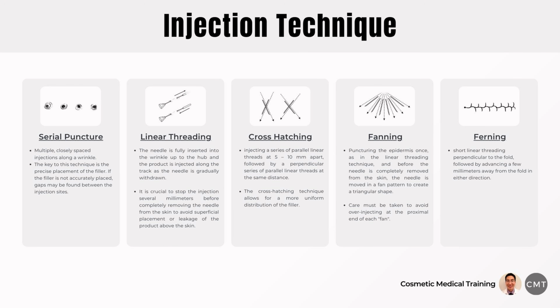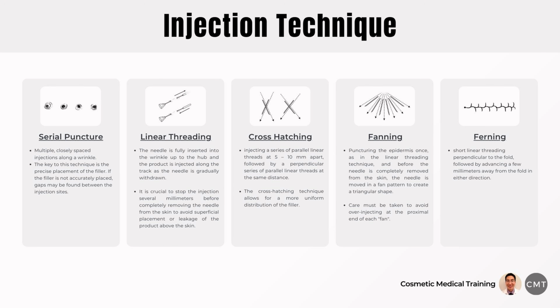Fanning. The fanning technique involves puncturing the epidermis once, as in the linear threading technique, and before the needle is completely removed from the skin, the needle is moved in a fan-like pattern to create a triangular shape. Additional, evenly spaced fanning injections may be performed without removing the needle from the skin, depending on the size of the triangular area to be filled. Care must be taken to avoid over-injecting at the proximal end of each fan, as this can result in an overlap of product in one region.